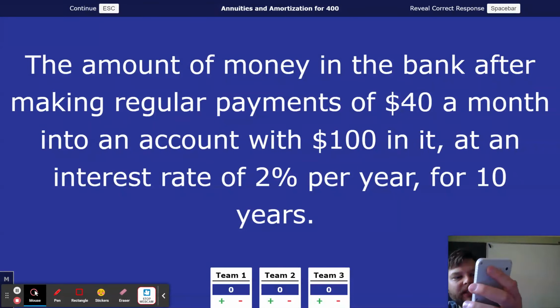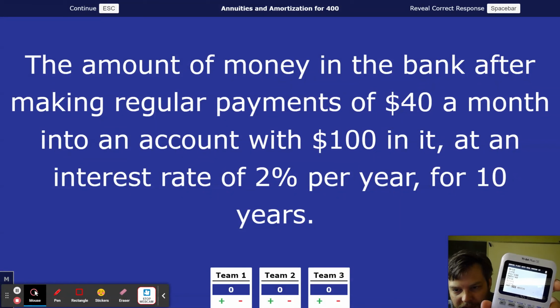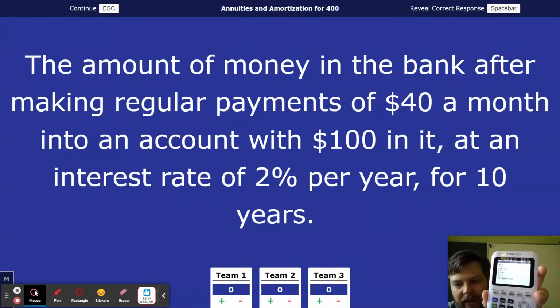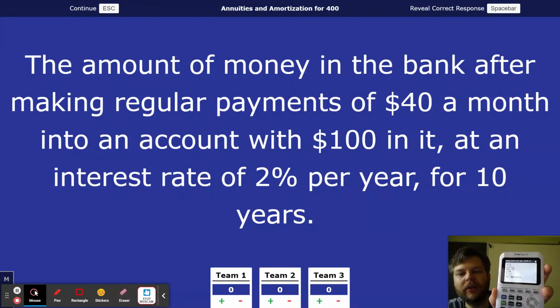And this is actually money that I'm earning. It had an account that started with $100 in it, interest rate of 2% for 10 years. Okay, so check out how I set it up. 10 years is N, 2% is I. PV is negative 100 because you put that money in the account and you're putting 40 more dollars, so those are both going to be negatives. And I've got FV highlighted because it wants to know how much we are going to have at the end.